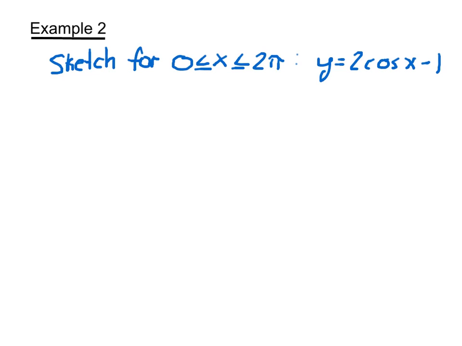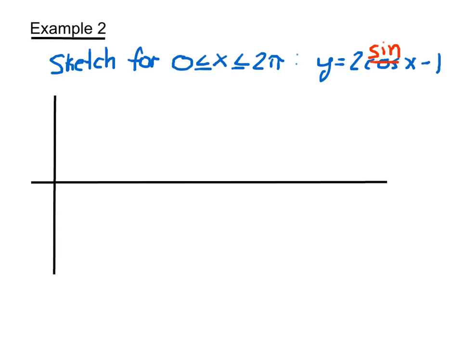In this next example problem, we're asked to sketch the function y equals 2 cosine, I wrote cosine, this should be sine, 2 sine of x minus 1. And we're not allowed to use any technology. So first let's sketch a primary axis. And sometimes it's helpful to actually just sketch y equals sine of x. So I'm going to do that first. Y equals sine of x.